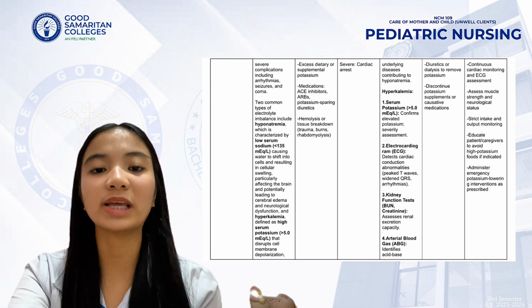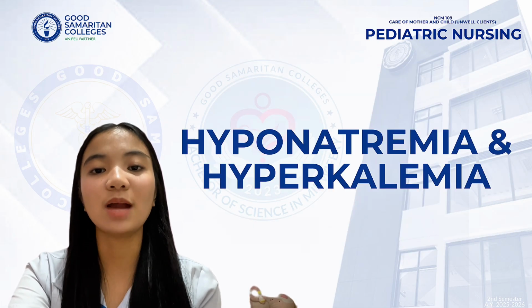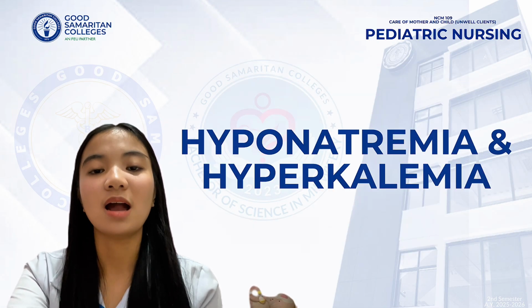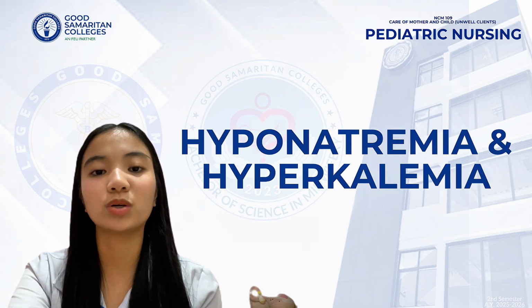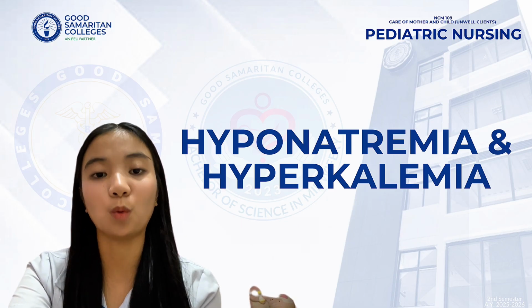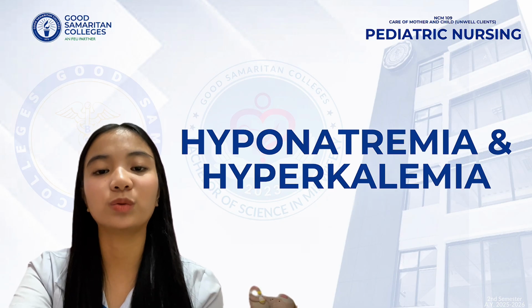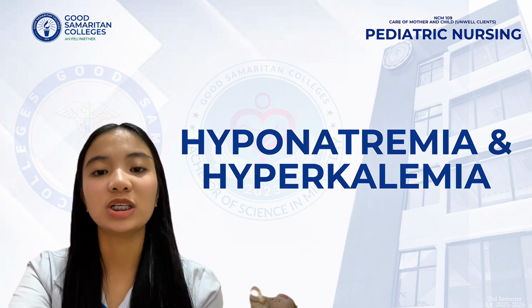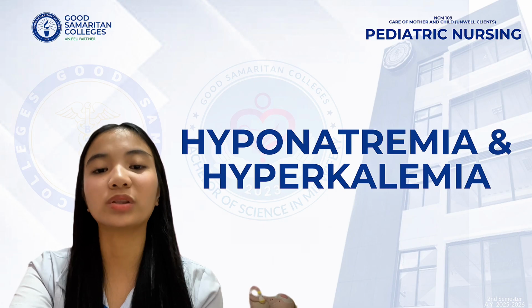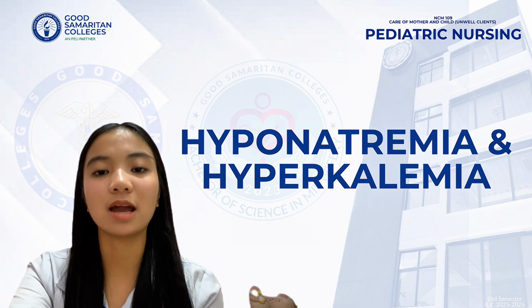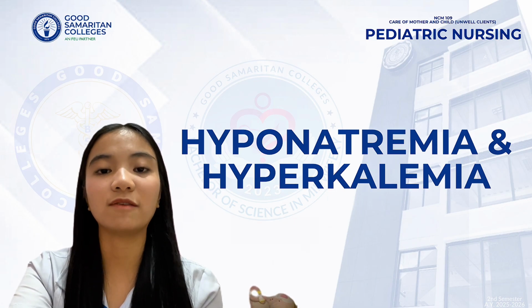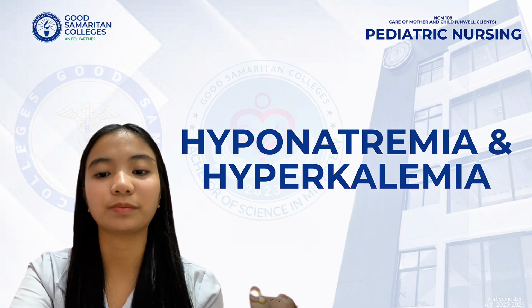So, ang two common types ng electrolyte imbalance are hyponatremia and hyperkalemia. Ang hyponatremia is a condition where sodium levels in the blood are too low, causing water to move into the cells and leading to swelling, especially in the brain, which can result in neurological symptoms. Ang hyperkalemia naman is a condition where yung potassium levels in the blood are high, which can affect muscle function and interfere with the normal rhythm of the heart, and may lead to serious or life-threatening complications.